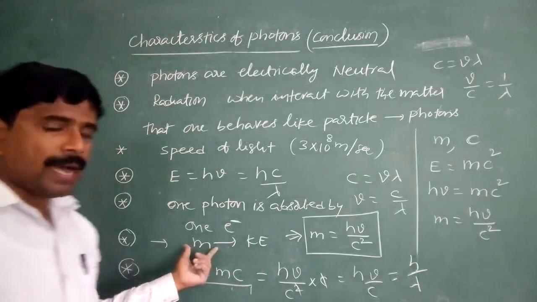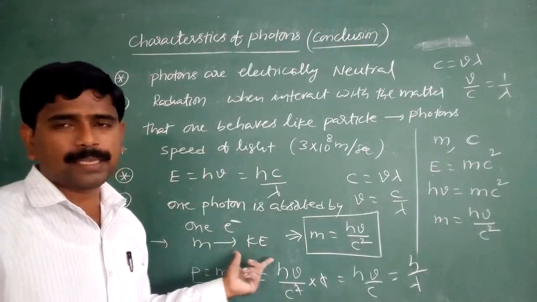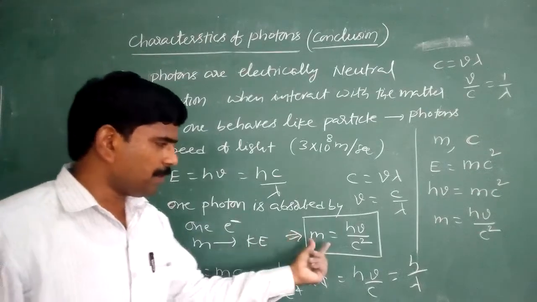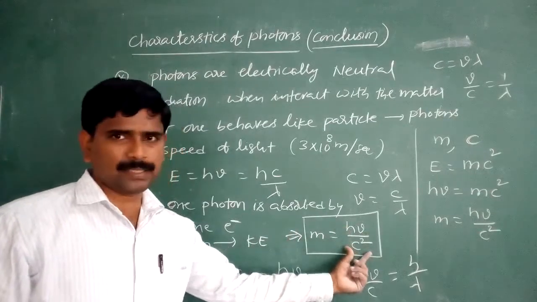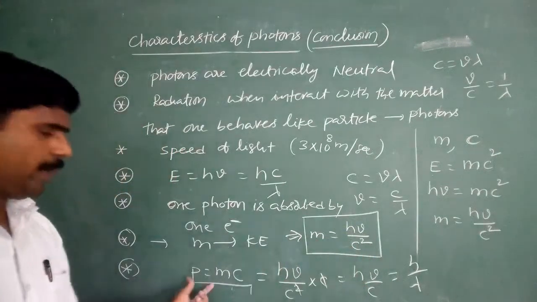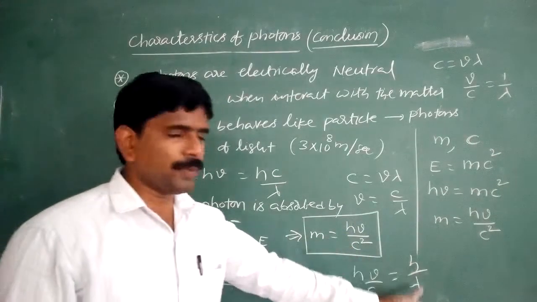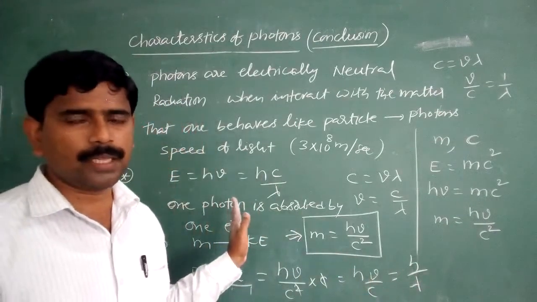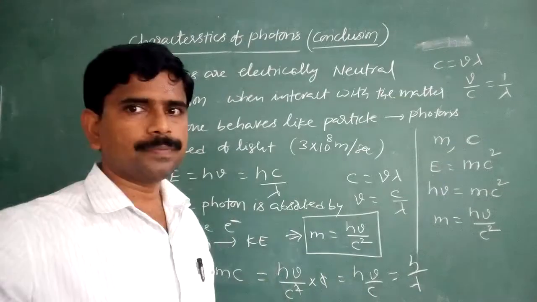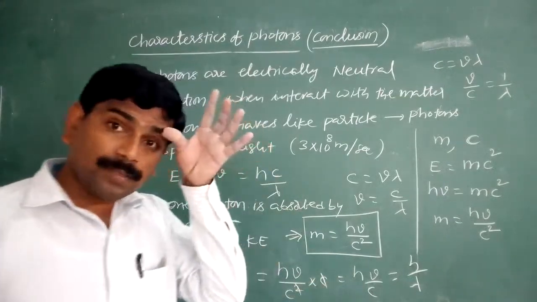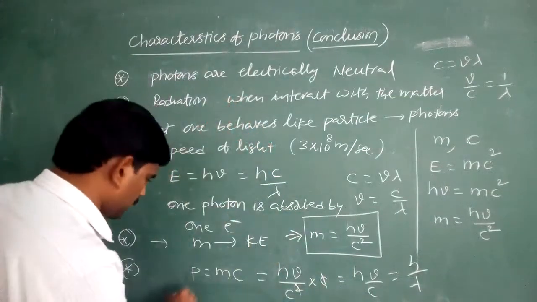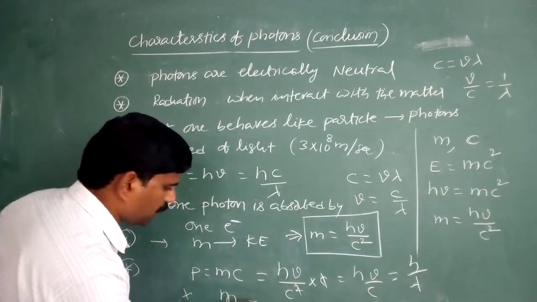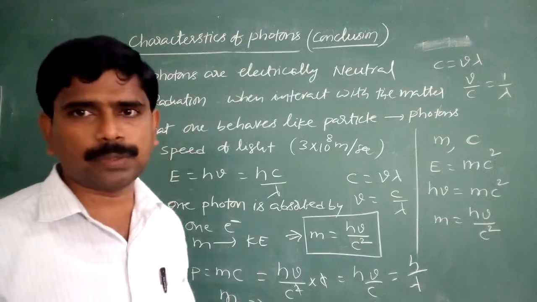Next, mass exists for the photon due to its kinetic energy. From that, mass m is equal to h nu by c square. Next one, momentum of the photon is equal to h by lambda. These are the conclusions. Next one, remember this also: rest mass of the photon is equal to 0, means m naught is equal to 0.